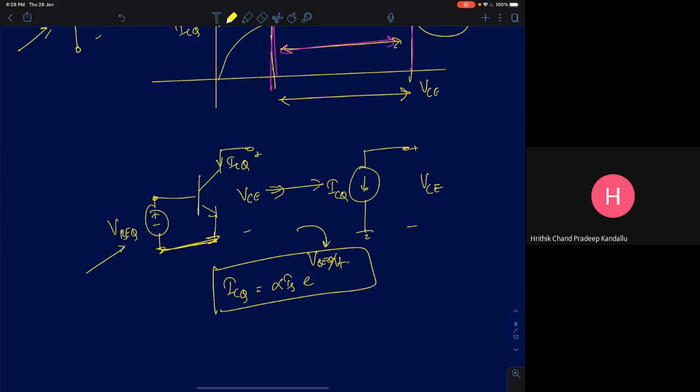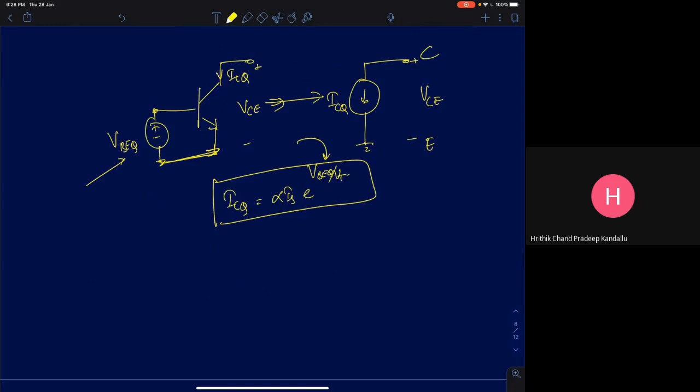Now, this is the model for a BJT. So this is the collector terminal, this is the emitter terminal. Between collector and emitter, the BJT is going to behave like a current source. Now the quiescent collector current is given by alpha Is times e power VB by VT. So this is fixed. Because VB is fixed, ICQ is also fixed. Therefore it behaves like an ideal current source.